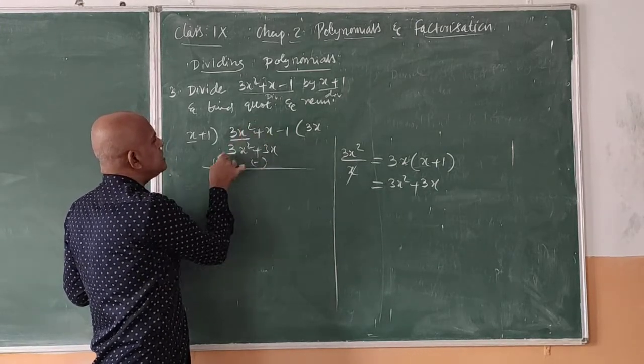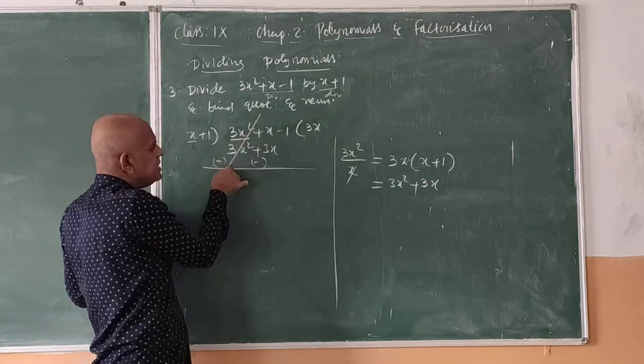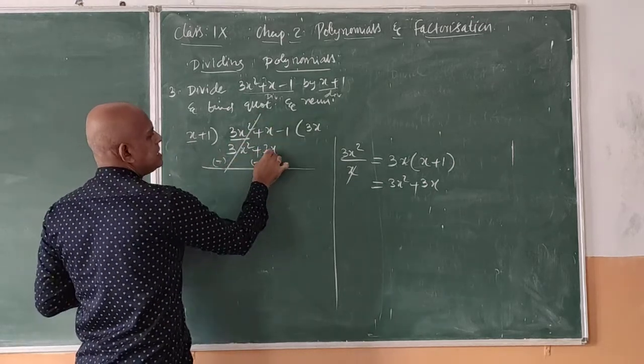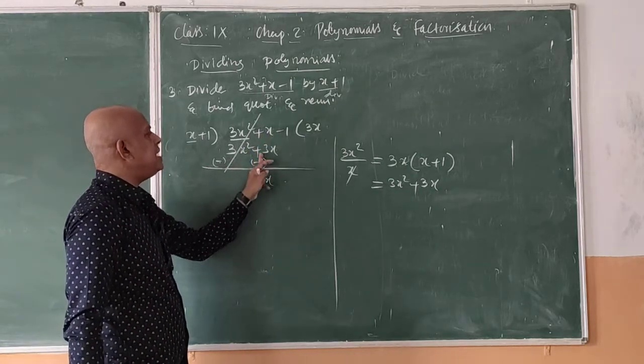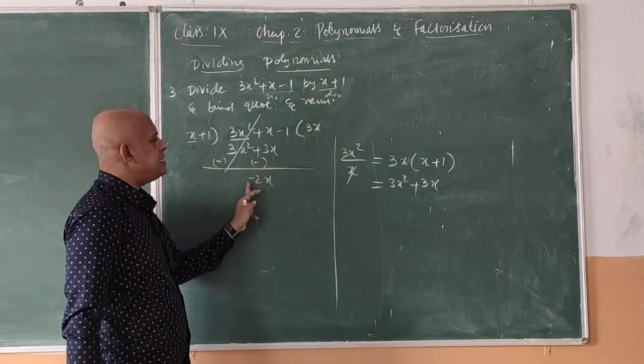3x square minus 3x square gets cancelled. x minus 3x is minus 2x here. Here x means 1x. 1x minus 3x. x minus 3x is equal to minus 2x.